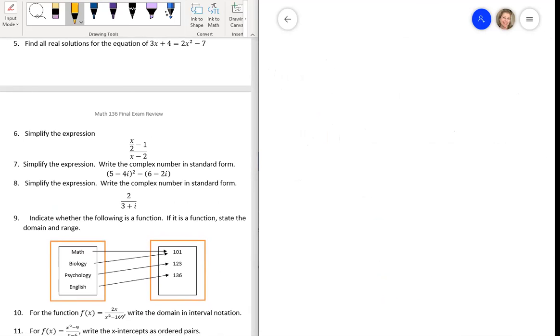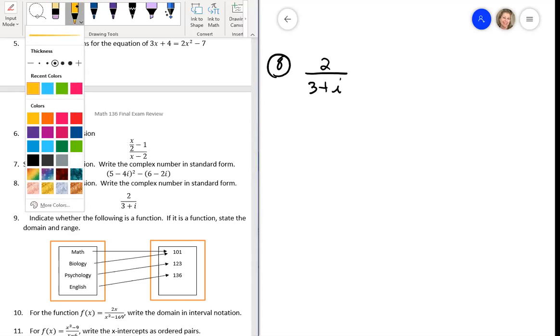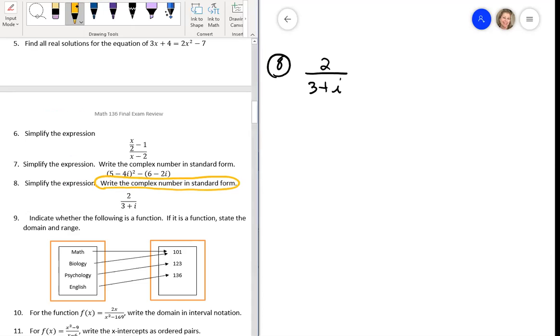All right. Number 8 is simplifying an expression involving the imaginary number i. The basic rule is they want you to write the complex number in standard form. And standard form is a plus bi. This is 2 over an a plus bi. You cannot have an i in the denominator. So what you're going to do is what they call rationalize it.